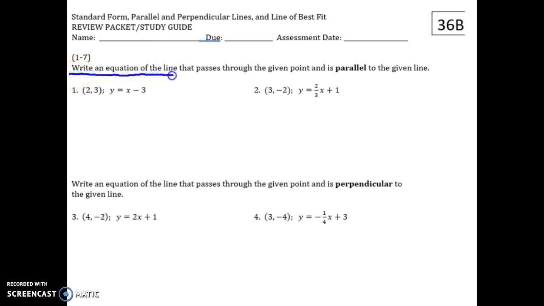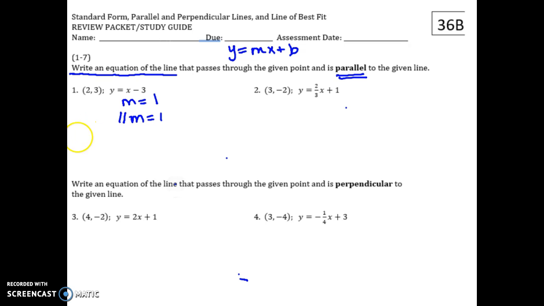This one says to write an equation of a line. Anytime we write the equation of a line, if it's not specified, it needs to be in slope-intercept form, y equals mx plus b. So this is going to pass through the given point and is parallel to the given line. Parallel lines have the same slope. I look here and my slope is 1, so my parallel line is also going to have a slope of 1.